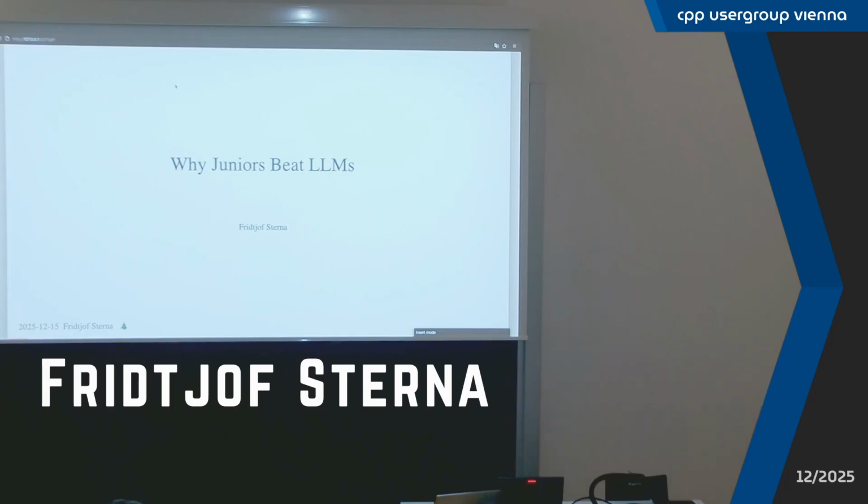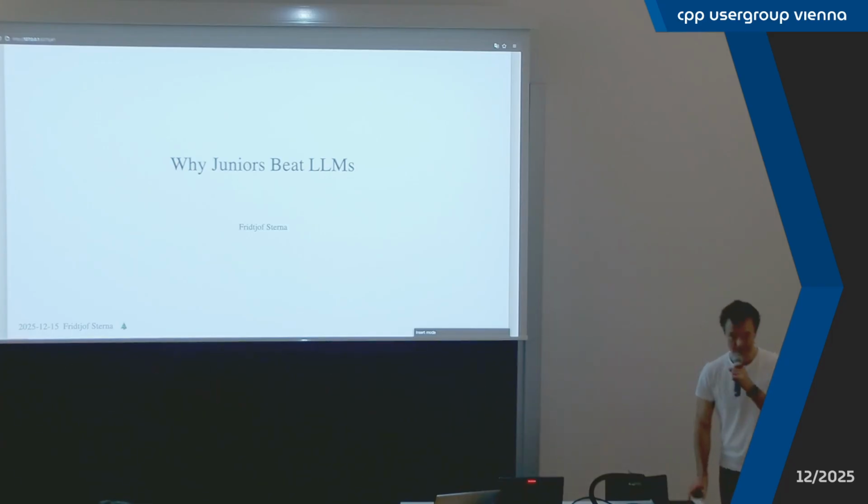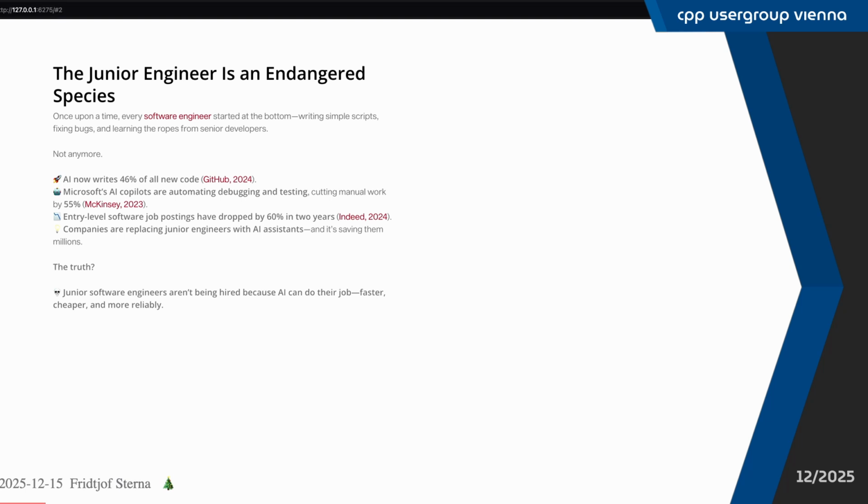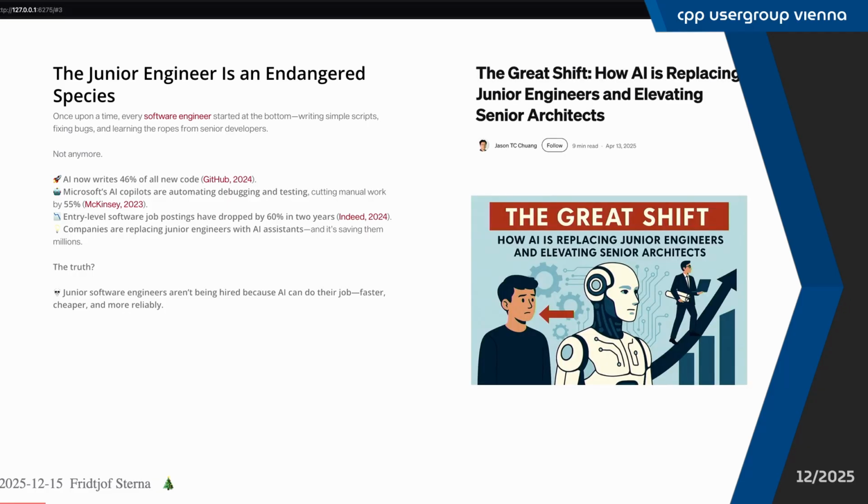So my talk is almost as technical as yours. The title of the talk is Why Juniors Beat LLMs, because I've had a bit of an epiphany these past months because I have a new colleague who's sitting there, Jakob. He's a junior at our company. And yeah, I've read a lot about juniors. They are an endangered species, apparently. So I'm very glad that he's still alive.